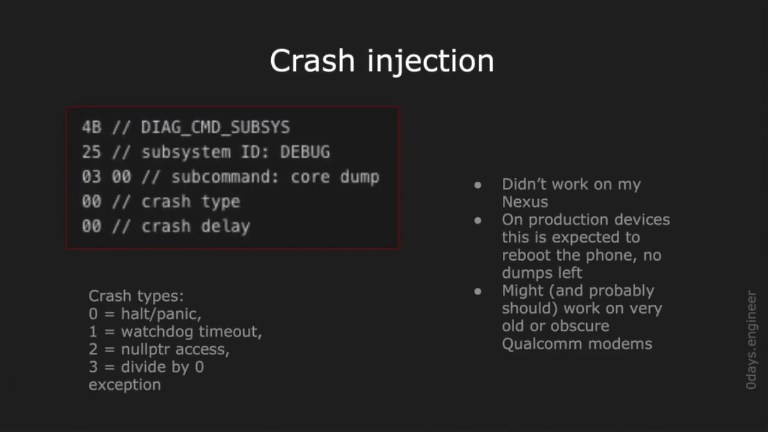And this is a Diag packet that enables you to inject a crash into the baseband, at least in theory. Because in my case, it did not work. And by not working, I mean that it did simply nothing to the baseband. Normally, I would expect that on a production device, it should just reset the baseband. You will not get a crash dump or anything like that. It's just a reset. So I suppose that it still should be working on some other devices, so it's worthy of checking. There are a few types of crashes that you can request in this way.